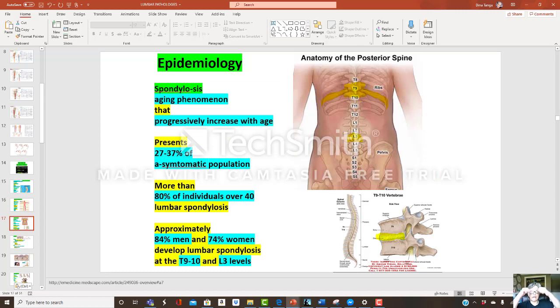Etiology. Aging phenomenon that progressively increases with age, present in 27 to 37% of the asymptomatic population. More than 80% of individuals over 40 have lumbar spondylosis. Approximately 84% of men and 74% of women develop lumbar spondylosis at T9 and 10 and L3 levels.